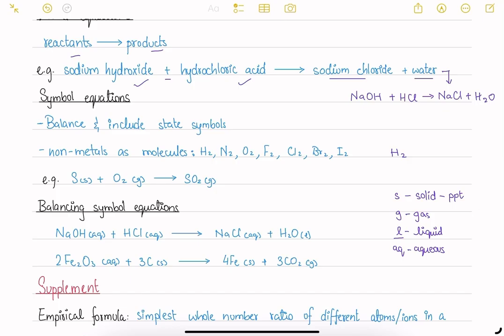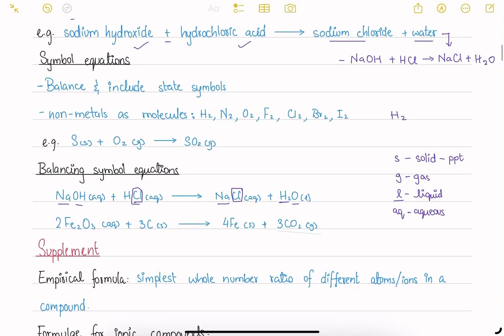Okay, and we have to balance our symbol equation. So balancing symbol equation, we have this equation. This is a self-balanced equation because we have one atom of Na over here, we have one Na over here, we have one O here, and we have one over here. We have 2H over here, so we have H2, that is 2H over here as well. We have a Cl over here, and similarly we have a Cl over here as well.